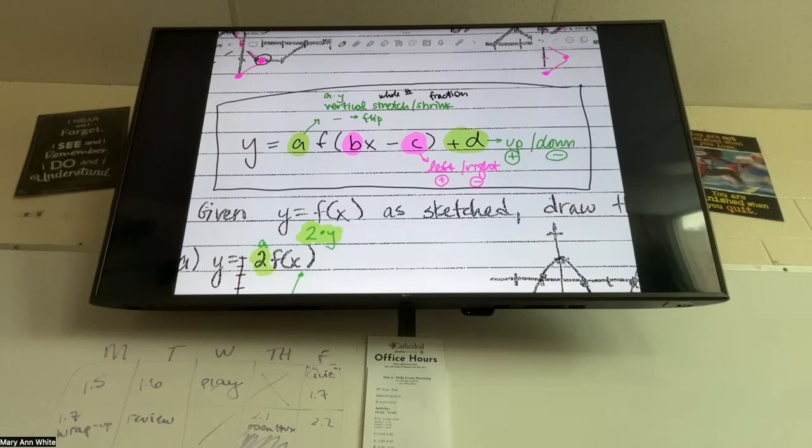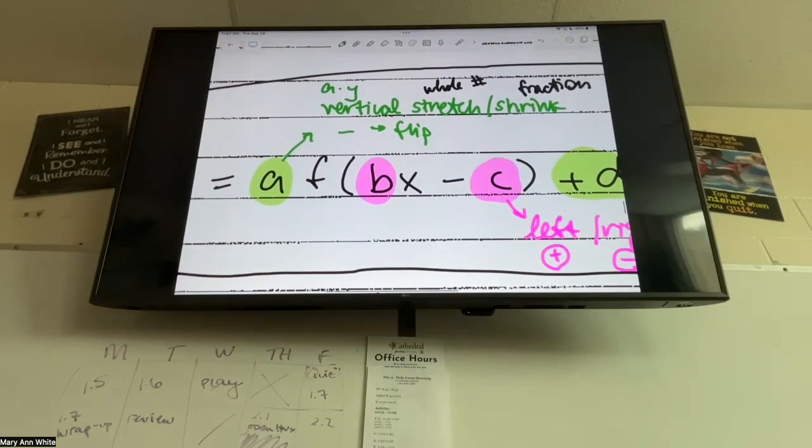So I want us to really feel confident about the left and right, the up and down, and then the vertical stretches. I think I wrote this with you guys yesterday, but in case I didn't, remember that whatever your A value is, whether it's 1/2, whether it's 2, whether it's 5, 6, I don't care what it is, you're going to multiply that by your Y's. The stretch happens when we're doing a whole number, and the shrink happens when you have a fraction. The negative just makes it flip.